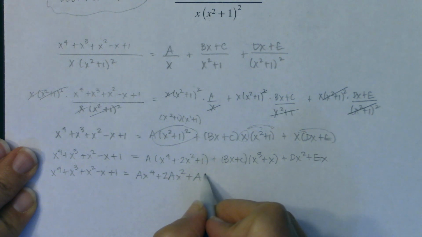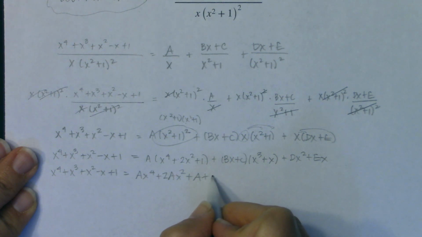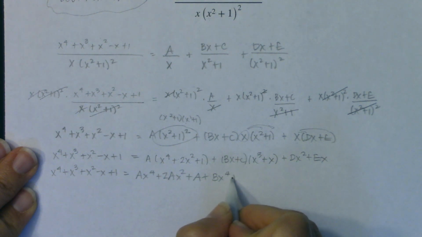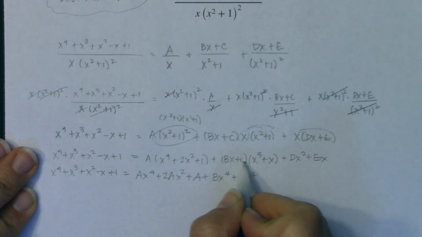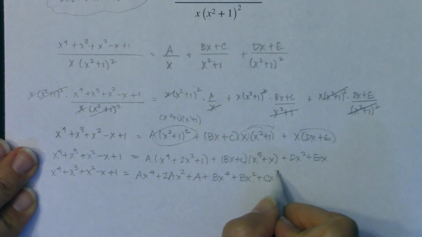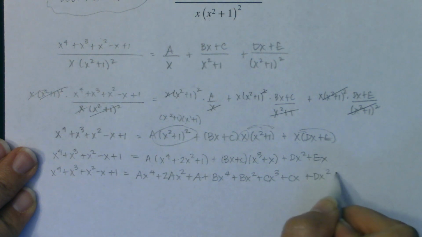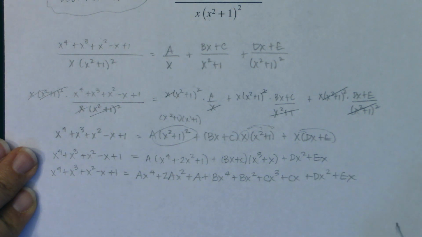When I FOIL this, bx times x cubed is going to be bx to the fourth. Outer, bx times x, bx squared. C times x cubed for inner. And last is cx, and then we've got dx squared plus ex. Okay, let's start doing this.